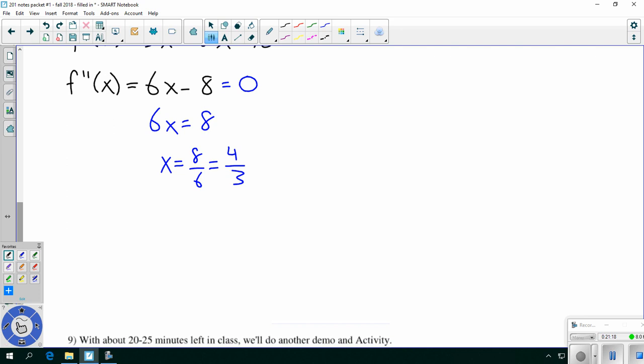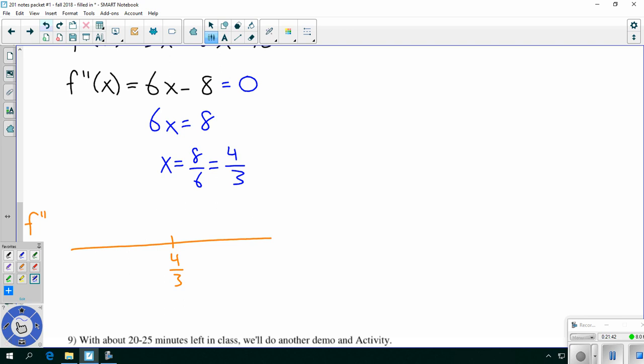And so to actually figure out if it really is a point of inflection, we're doing a sign test. So here we go. You put 4/3 on your number line. And you always label the number line with the function that this number came from. So 4/3 came directly out of the second derivative, so we are doing a sign test on f double prime.